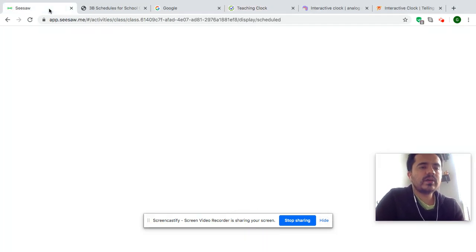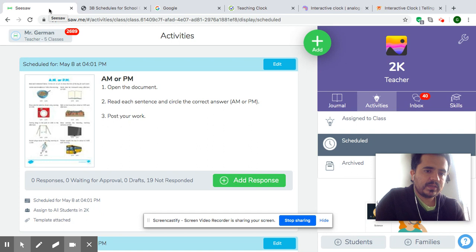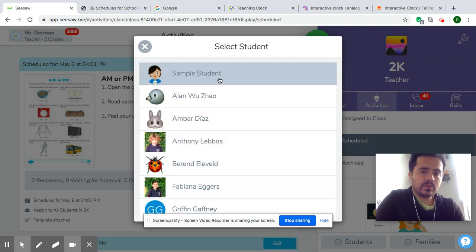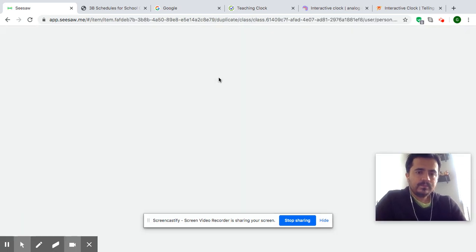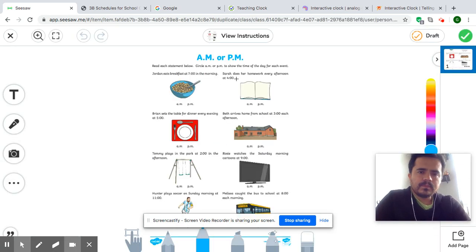Okay, we're going to continue working on this, practicing a little bit. Let me show you the activities that you have assigned in C's. Okay, the first one is called AM or PM. It's a really easy activity. Let me show you. There you go. You're going to read every sentence, every statement. I'm going to help you with the first one. It says, Jordan eats breakfast at 7 in the morning. Does that mean AM or PM?